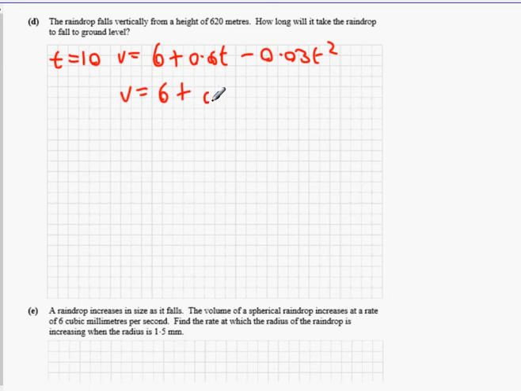0.6 times 10 is another 6, isn't it? And then minus 0.03 times 10 squared. 6 plus 6 being 12, minus 3 being 9. Your maximum velocity is 9 meters per second. Okay? Now, how long will it take the raindrop to fall to level ground?